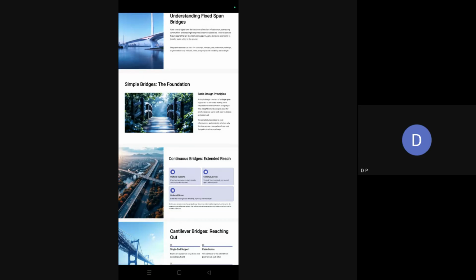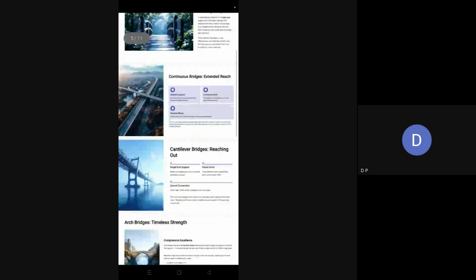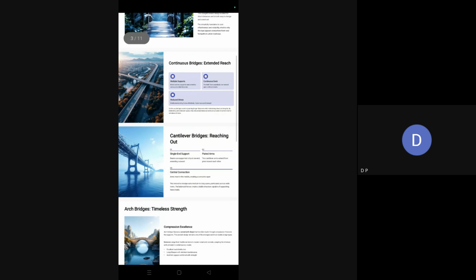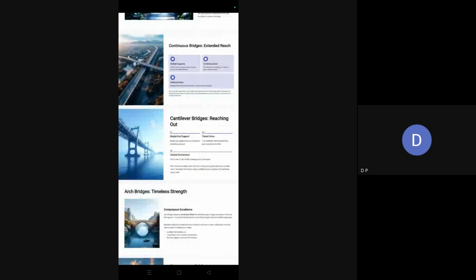to urban roadways. Continuous bridges, extended reach. Multiple supports, more than two supports, create stability across extended distances. Continuous deck: the deck flows seamlessly over several spans without breaks, reducing stress, distributing bending forces effectively, and improving overall strength.